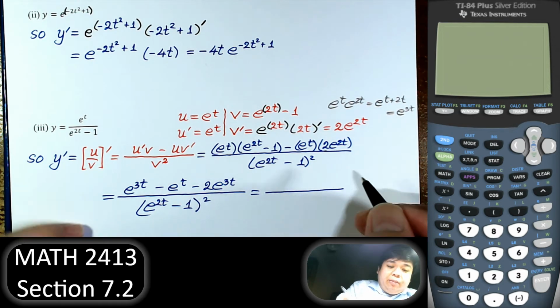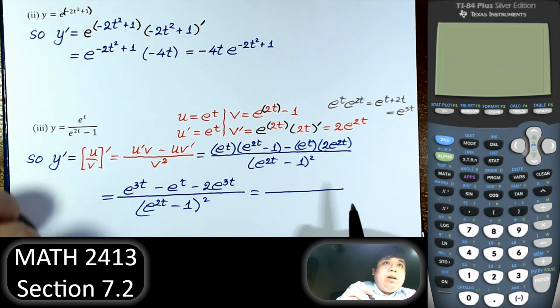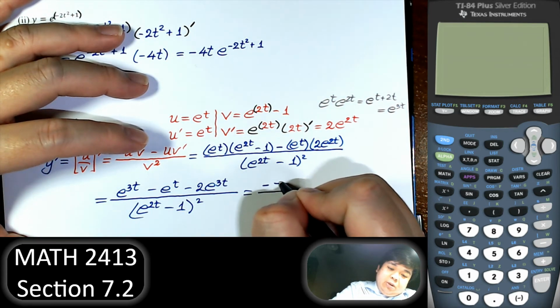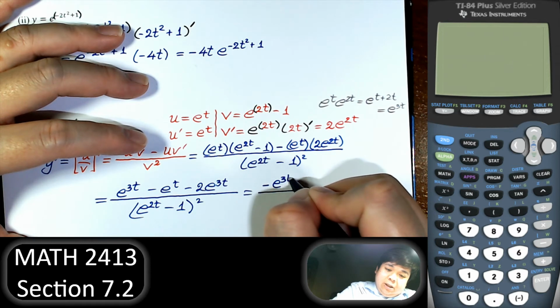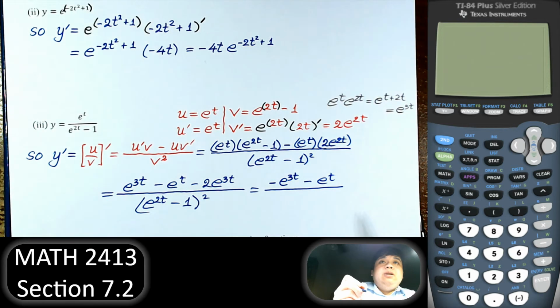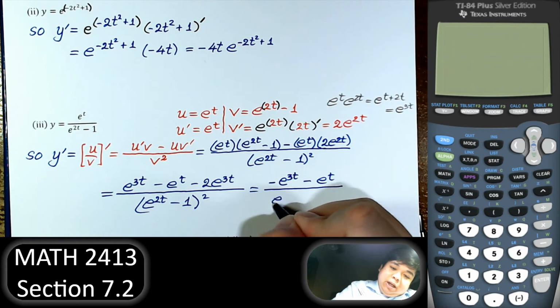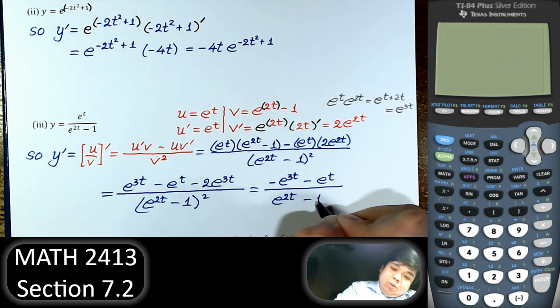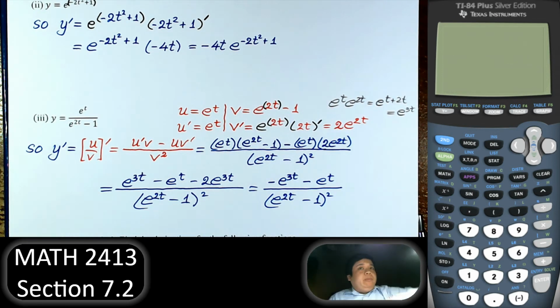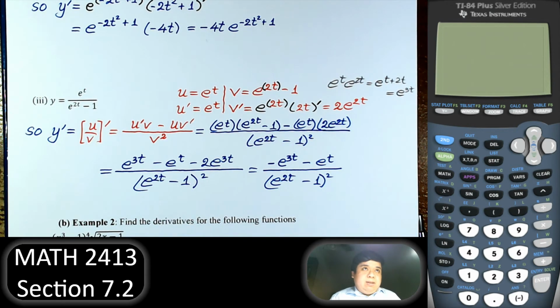So that gives us e to the 3t minus that, so we have negative e to the 3t, negative e to the t. At the bottom, e to the 2t minus 1 squared. Yeah, just leave the answer in this form, because we're not going to be able to simplify that. Right, so quotient rule.